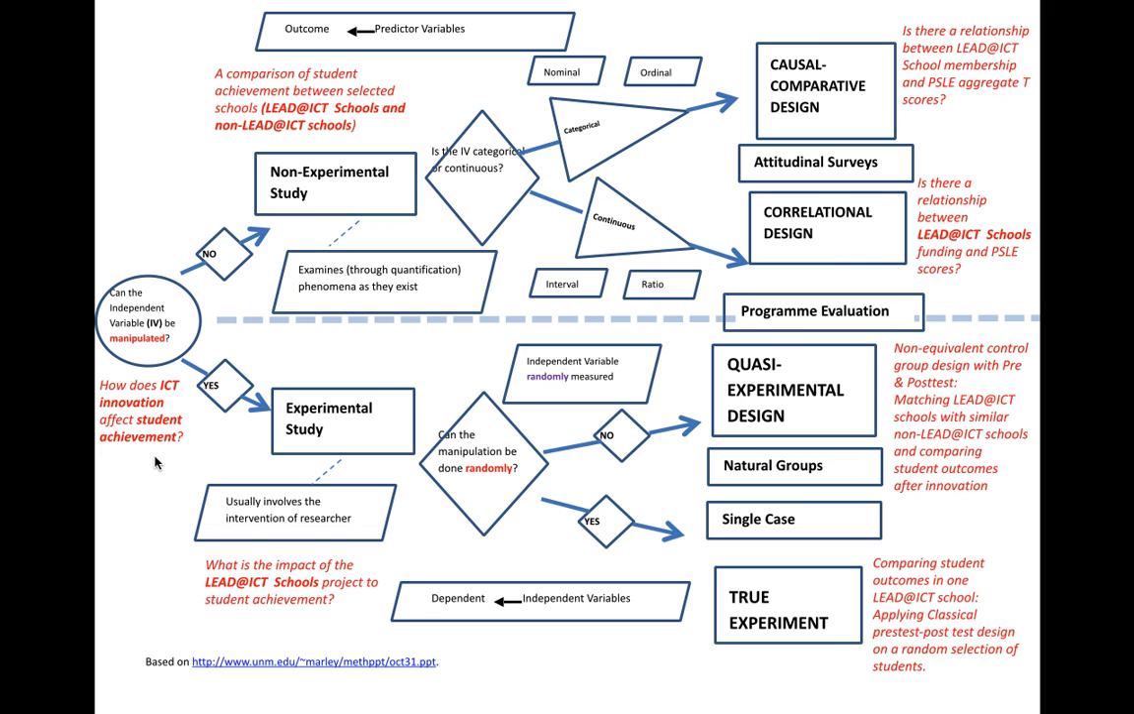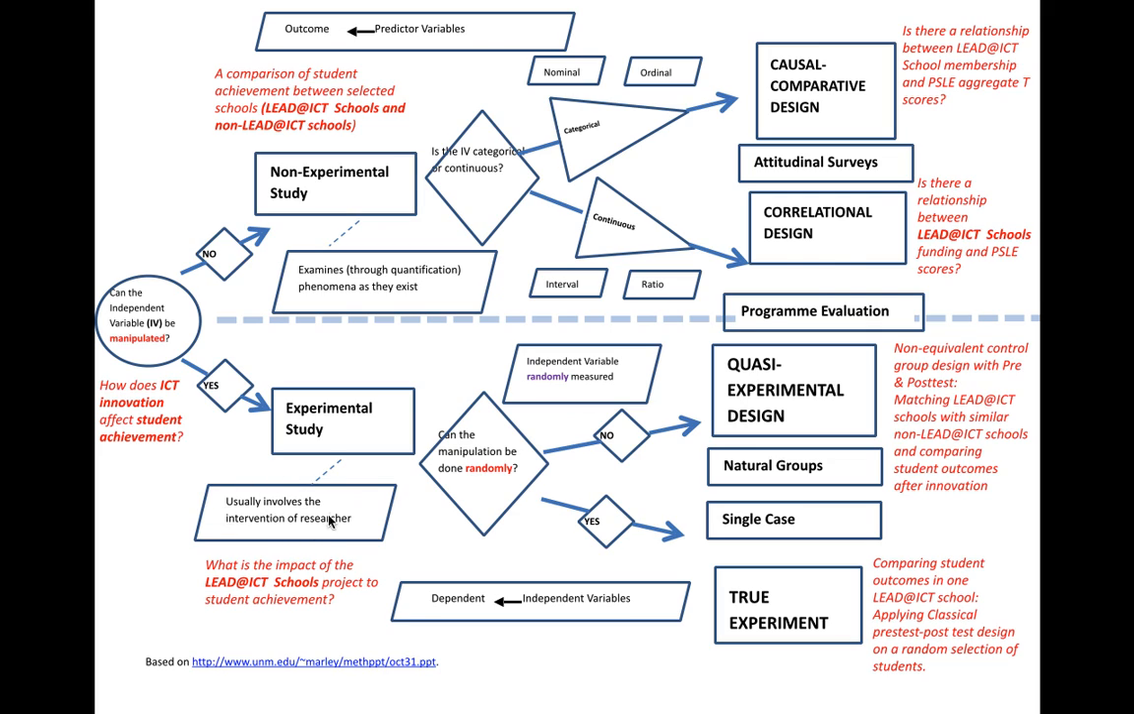An example here is: how does ICT innovation affect student achievement? This could be my research question. And the question I ask is, which one is actually the independent variable here? Is it ICT innovation or is it student achievement? I hope that you answered that the independent variable is ICT innovation, right? The dependent variable, what we're trying to determine, is student achievement. So if I can manipulate the IV, the independent variable, it's an experimental study.